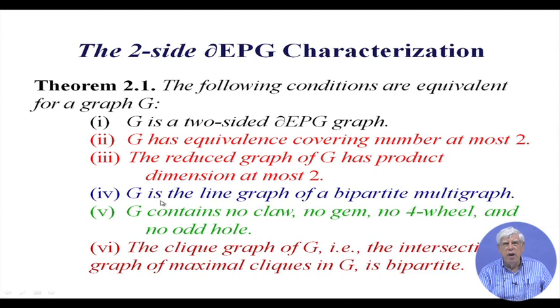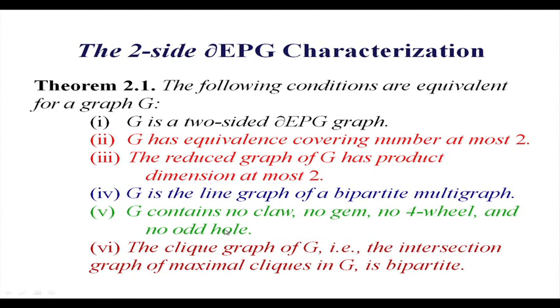And here, again, is our two-side theorem, but with a few extra lines. The following are equivalent: G is two-side boundary EPG, if and only if it has equivalence covering number 2, this we saw, if and only if the reduced graph, that is when you get rid of twins, has product dimension 2. What is new for us today is that it is a line graph of a bipartite multigraph.